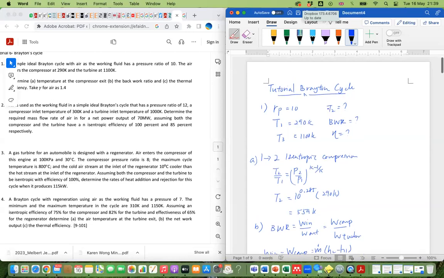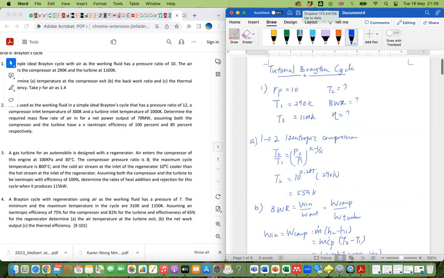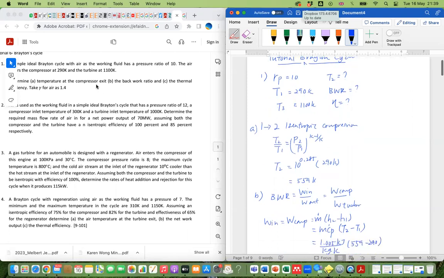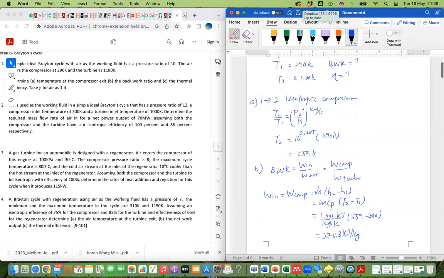If you are not familiar, you can draw the graph out. In this case, first I extract all the information out. Given is rp is 10, T1 is 290, and at the turbine, entering the turbine means the start of expansion, so T3 is 1100 Kelvin.